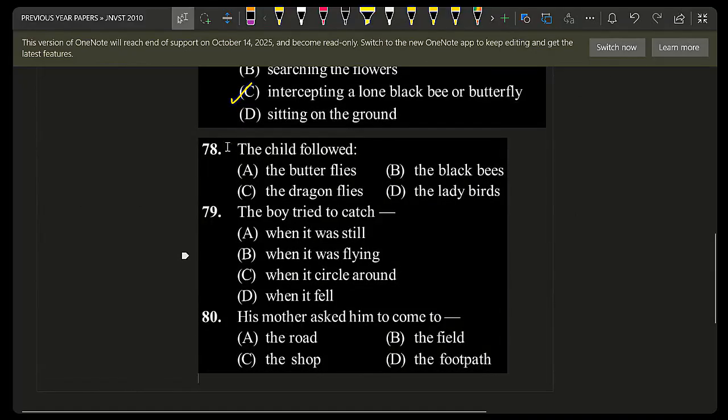78th one. The child followed the butterflies, the black bees, the dragonflies, the ladybirds. As it is mentioned clearly in the passage, it is dragonflies. 79.